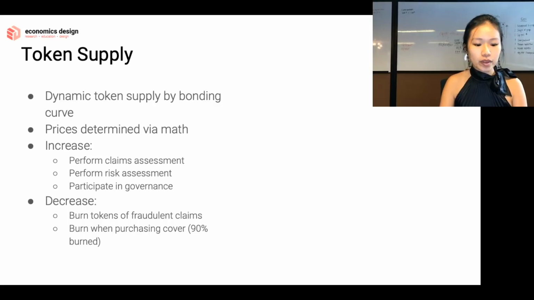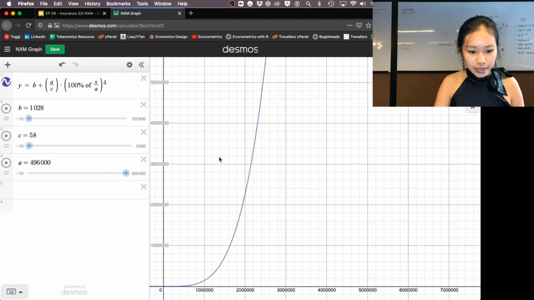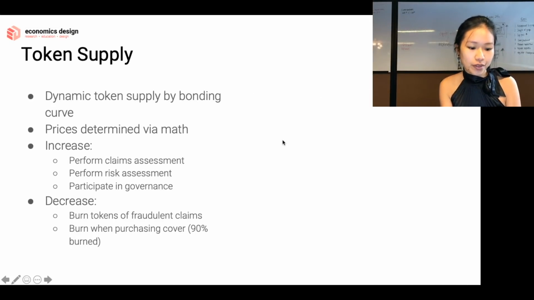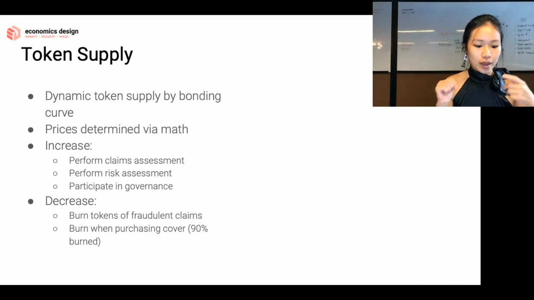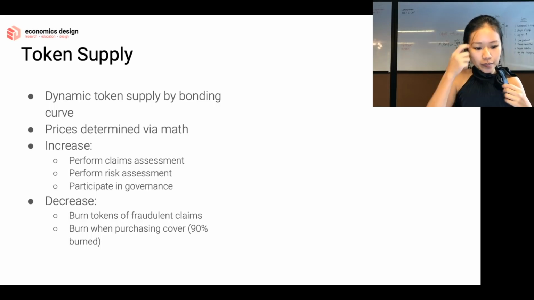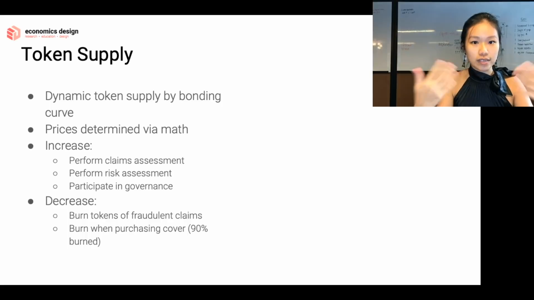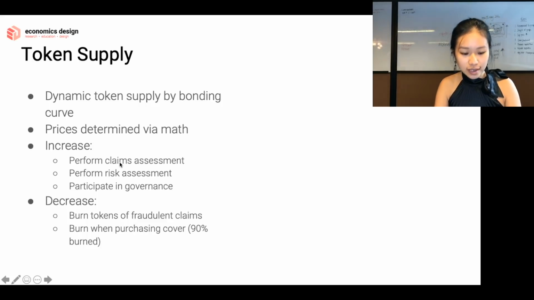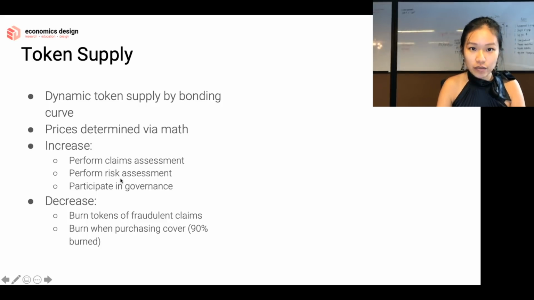Let's look at the token supply. With the bonding curve, this is called a dynamic token supply because the supply of the token changes based on the capital required, right? The capital inside. And then the price is determined via math. We can increase the supply of tokens by performing risk assessment, performing claim assessment, and participating in governance, because if you are part of risk assessment, part of claim assessment, or if you participate in governance, you get additional NXM tokens. So you stake your NXM tokens, and then you can get additional NXM tokens.